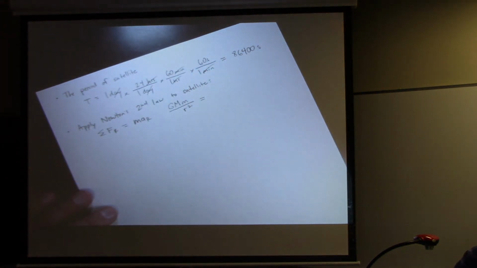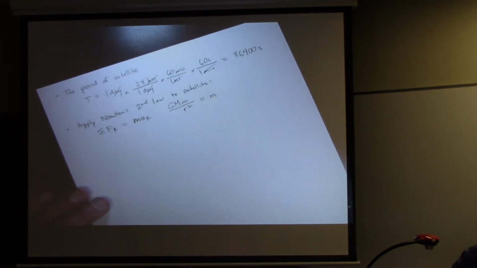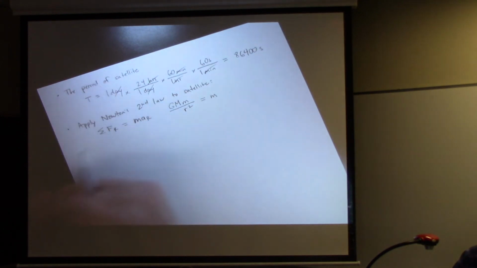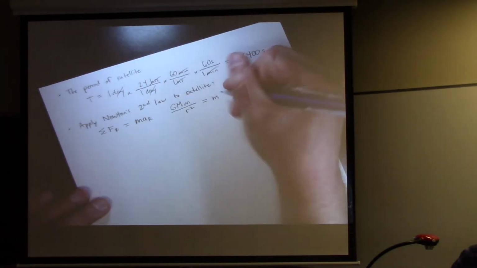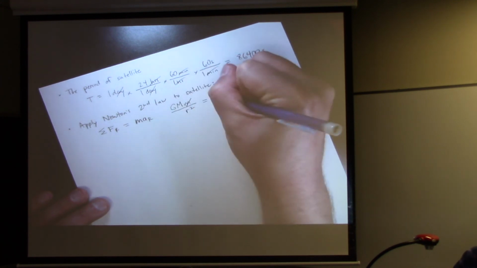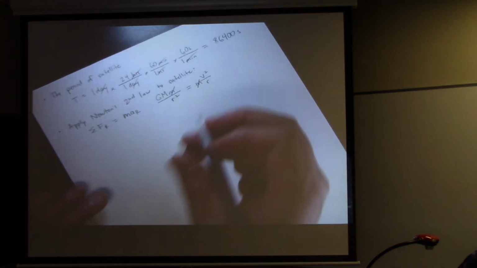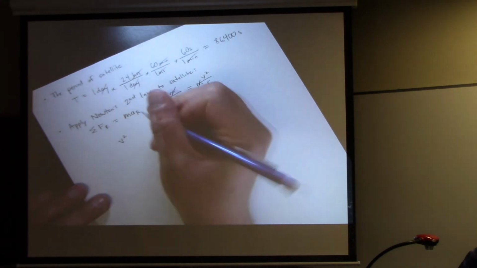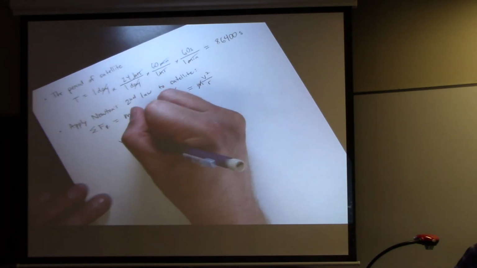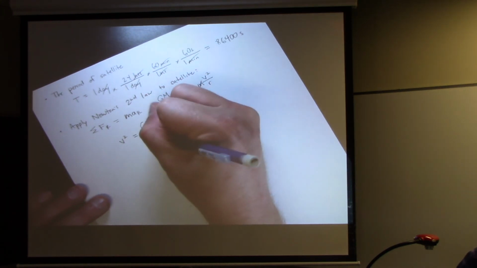On the other side we have the mass of the satellite, which is little m, because big M is going to be the Earth. The acceleration is v squared divided by r. Cancel out the mass of the satellite, and here's what we have. Just like in the previous problem, v squared is equal to big G big M divided by r.